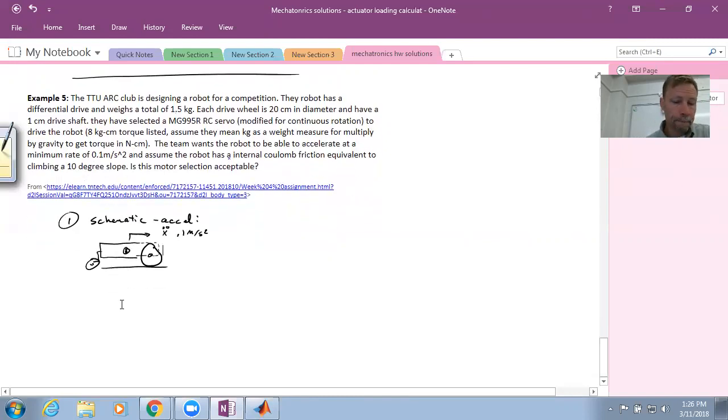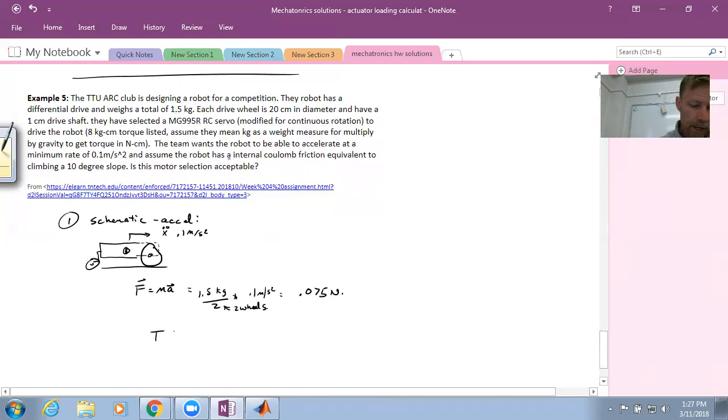So I'll apply Newton's second law, F equals ma. And my mass is 1.5 kilograms, but I've got two wheels. Let's think about one wheel at a time. So I'm going to divide by two for two wheels. I'll just consider one shaft, one wheel, one motor at a time. So I'll assume one motor is responsible for half the weight. That's my divide by two times my acceleration, which is 0.1 meters per second squared. So that's 0.075 newtons.